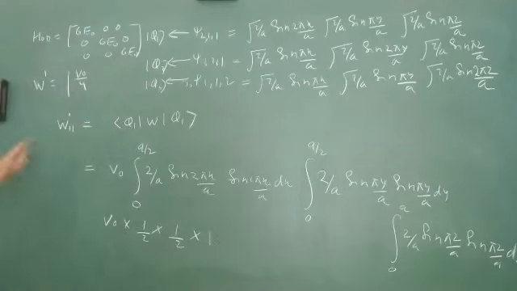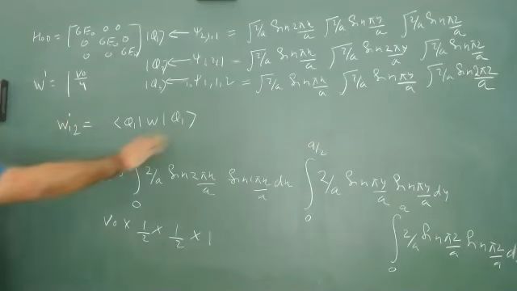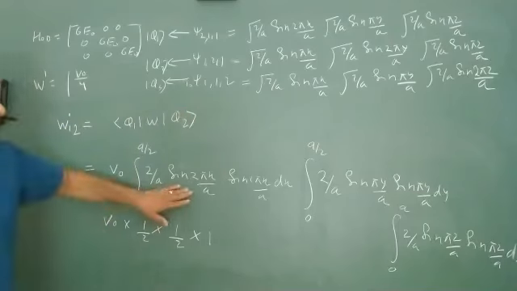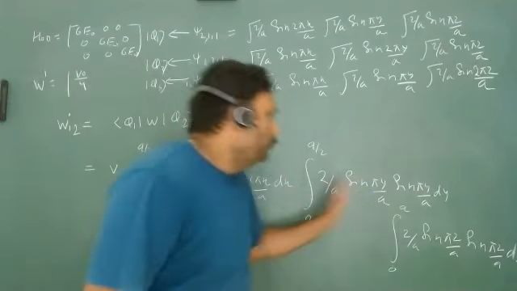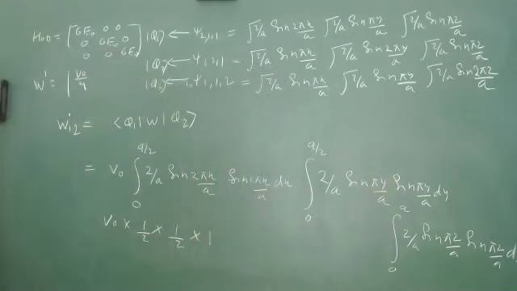Okay, so let's go for W dash 1, 2. So I am putting 2 here. So this will be 2 here. So first will be for 1 and second will be for 2. So how is it going to change?